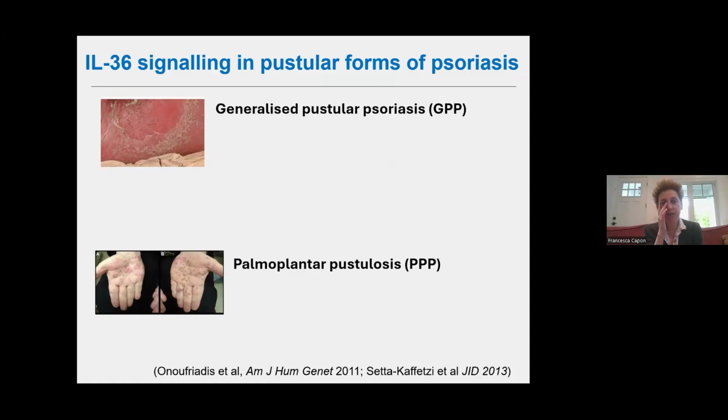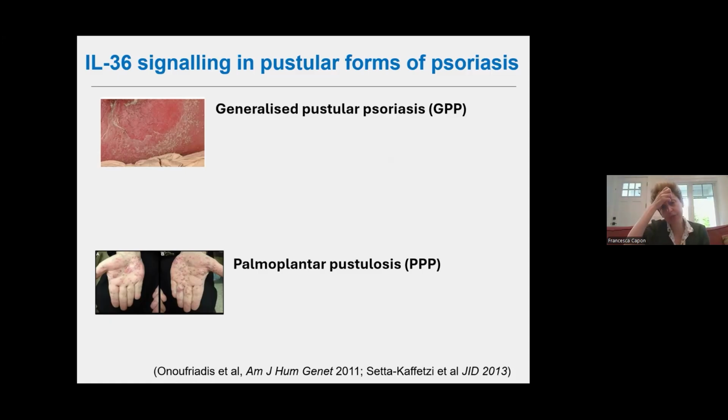So before we start, a very quick recap about pustular forms of psoriasis. There are two main forms of the disease. On the top panel, you can see the presentation of generalized pustular psoriasis, or GPP. This is the acute form of the disease, which presents with widespread pustular rashes that are also accompanied by signs of systemic upset. On the bottom panel, you can see palmoplantar pustulosis, or PPP, and that's the chronic and localized form of the disease where pustular eruptions are seen on the palms and the soles.